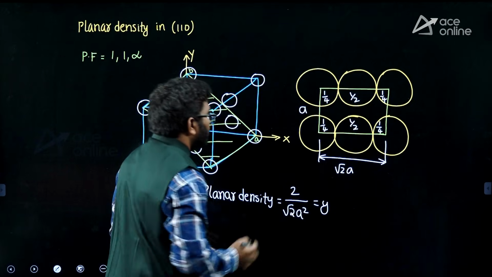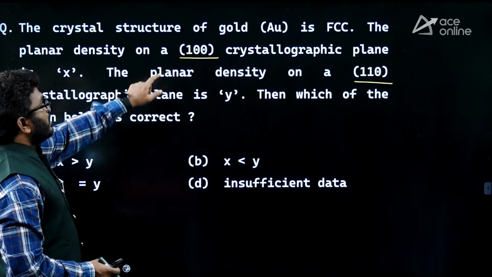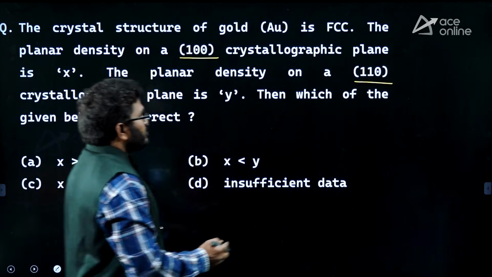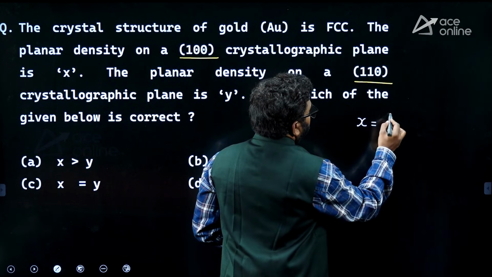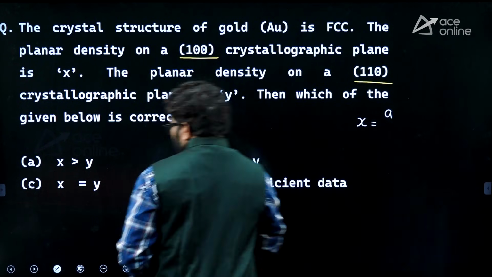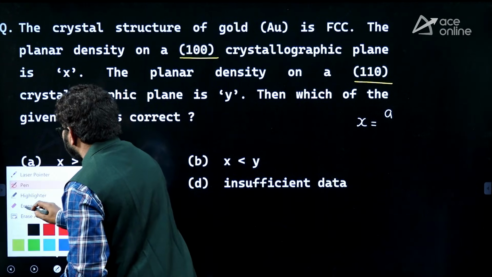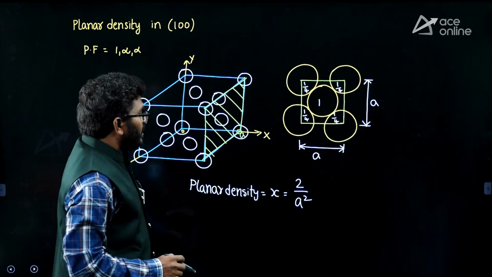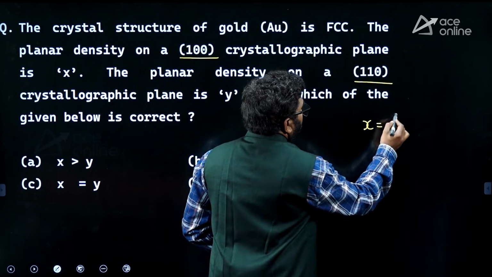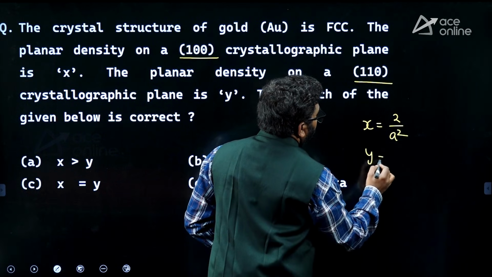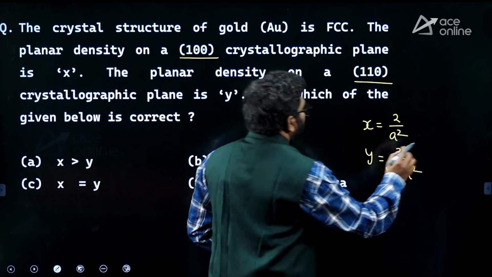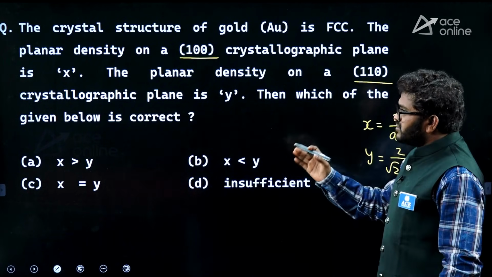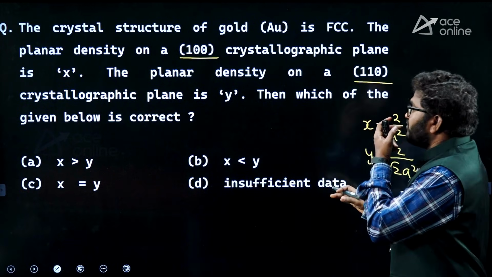So this is y. Remember, in the question, planar density for 1, 0, 0 is x, and planar density for 1, 1, 0 is y. So x we got the value 2 by a square, and y we got the value 2 by root 2 a square. Now tell me what is the correct answer for the given options: x is greater than y, x is less than y, x equal to y, and insufficient data.